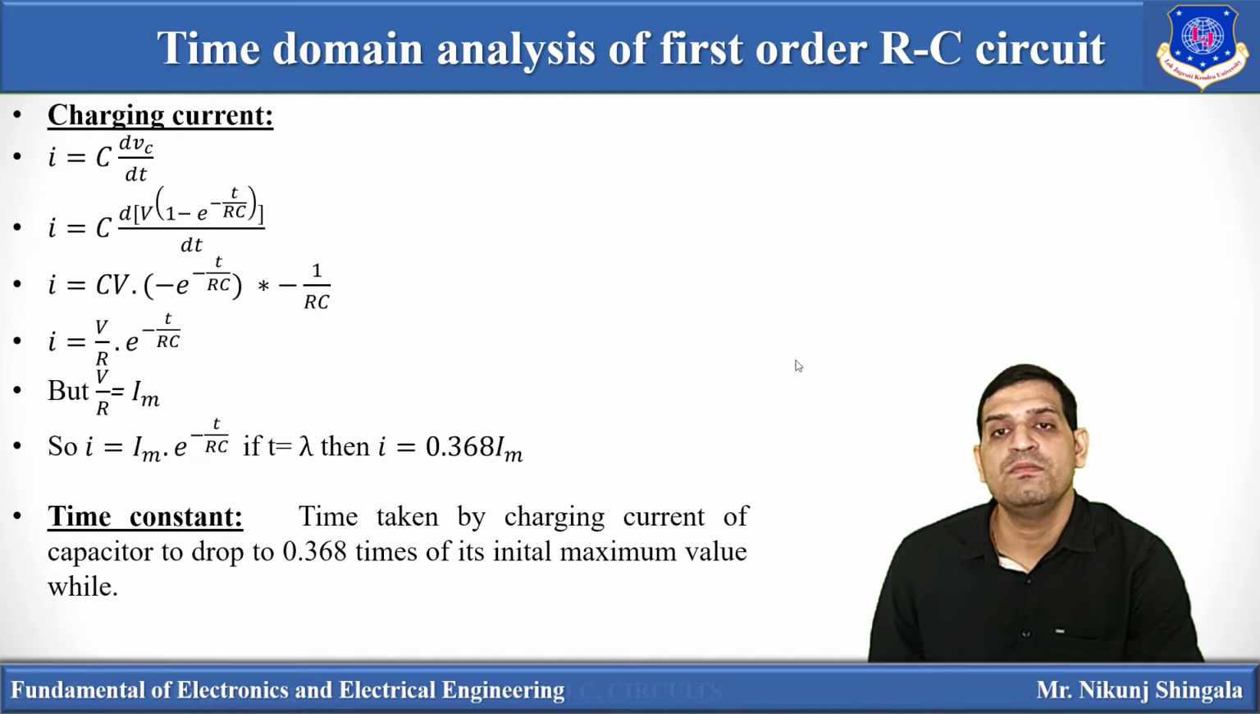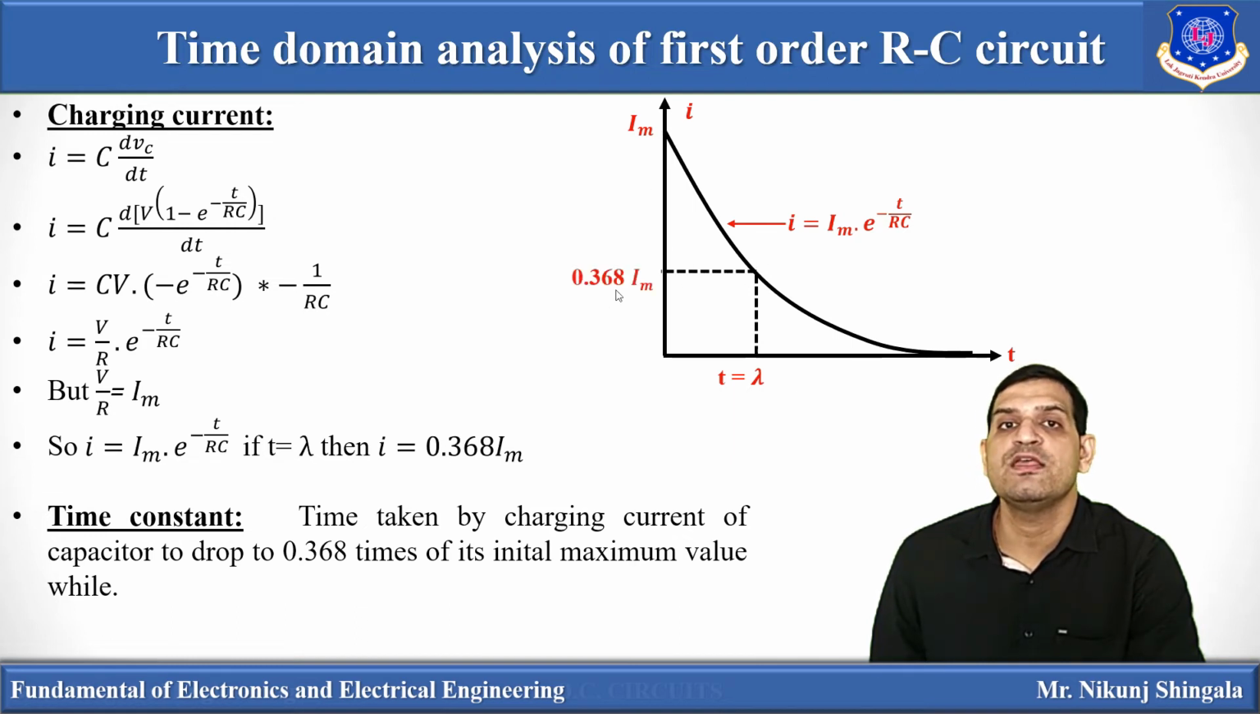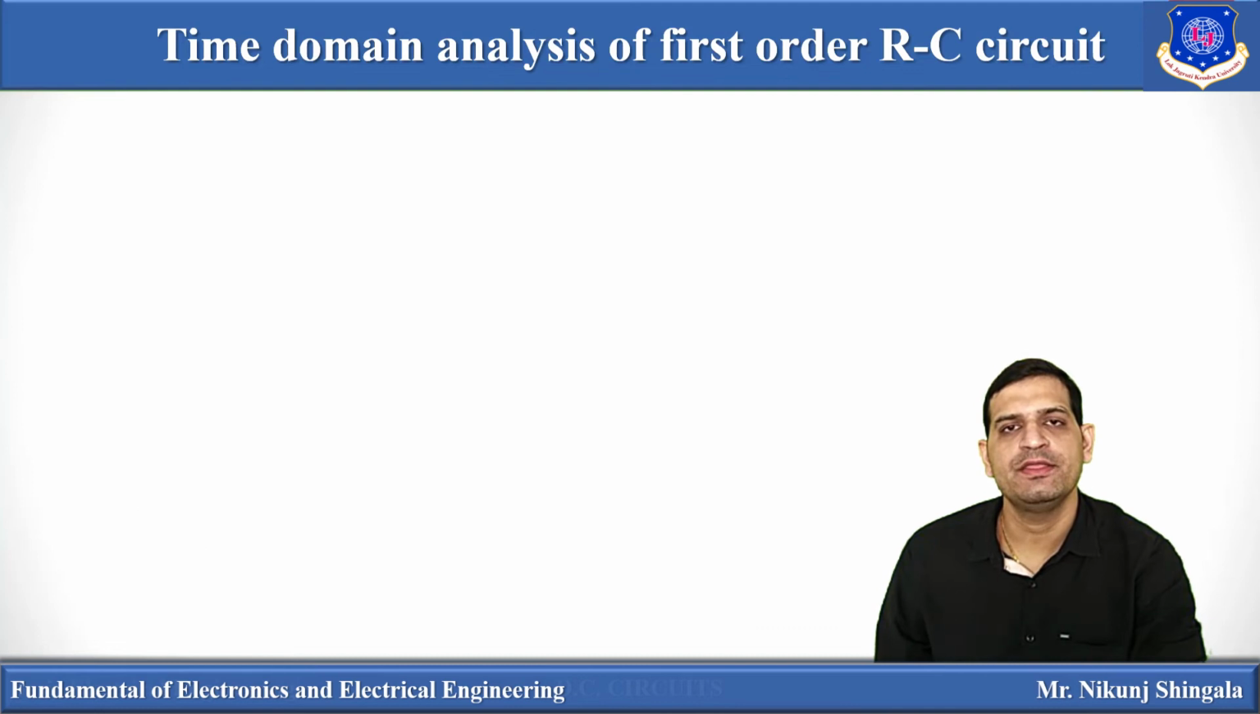Now this equation can be plotted in terms of a graph. So this is the initial value where we are getting Im, that is V by R, at time t is equal to 0. Now after t is equal to lambda time, the capacitor charging current decreases to 36.8% of its initial maximum value. Now let us understand discharging of the capacitor.